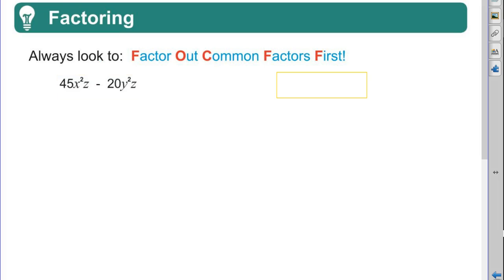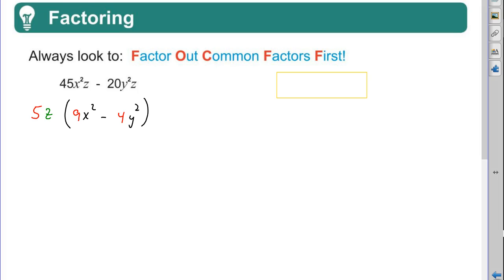So you look at this, you got a binomial. Well, I'm looking for common factors. Okay, so I see a common 5. 5 is common to 45 and 20, which, by the way, would leave me a 9 and a 4. I see a common z. All right, what's left then? What's left is an x squared, a minus, and a y squared. Okay, so I factored out the common 5z.